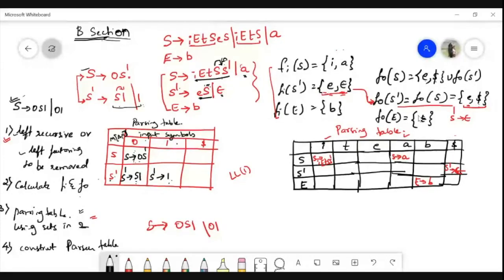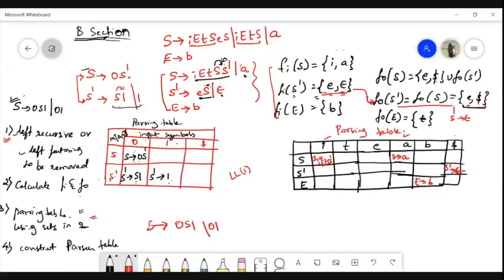So when you consider the first set for S dash, you have E and epsilon. The parsing table construction algorithm says whenever you get epsilon in the first set, you have to consider the follow set for that non-terminal as well, and write that non-terminal giving epsilon under all the terminals which you find in the follow set.